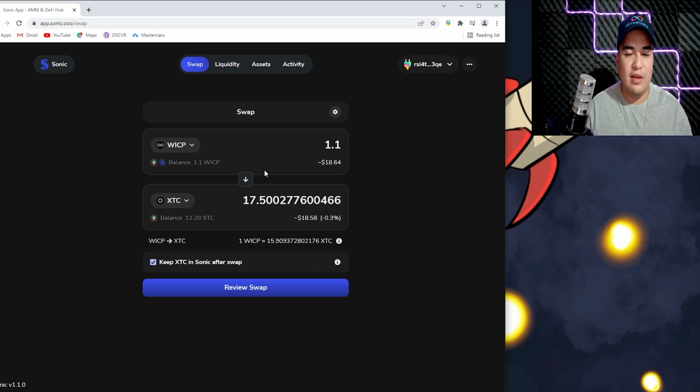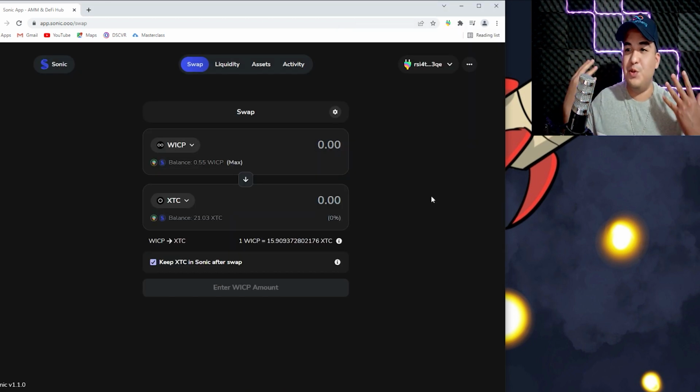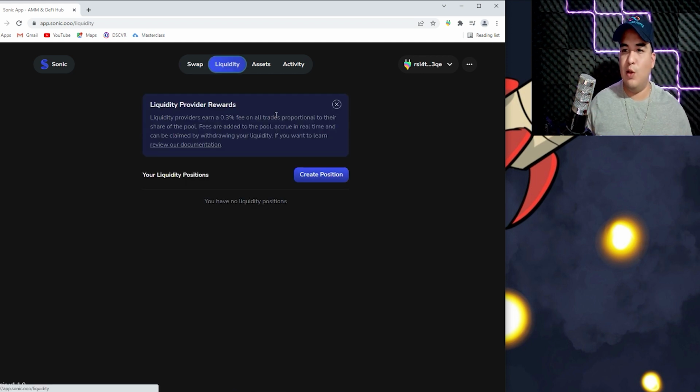So right here, it was best for us to convert it to WICP, and then from WICP swap it instead of minting into cycles. So let's go ahead and convert some of it into cycles, and I'm going to go ahead and click confirm. Congratulations, you now have more cycles at a preferable price. Now let's go ahead and take a look at the liquidity.